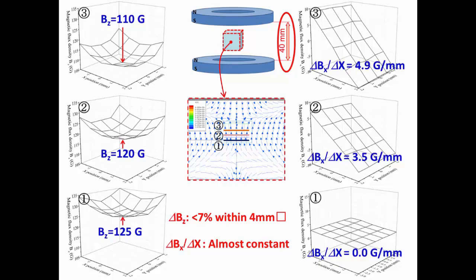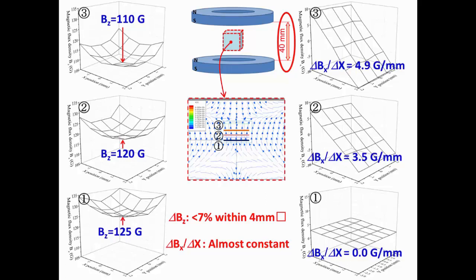On plane 1, the middle position, the normal field is 125 Gauss. And the variation of the X directional field, Bx, is a flat plane. Therefore, the distributed parameter dBx/dx is 0. On the middle plane, the field is just parallel to the normal field direction. And as the Z position increases, the normal field is almost the same, but slightly decreases.